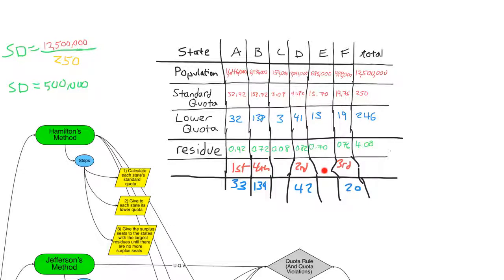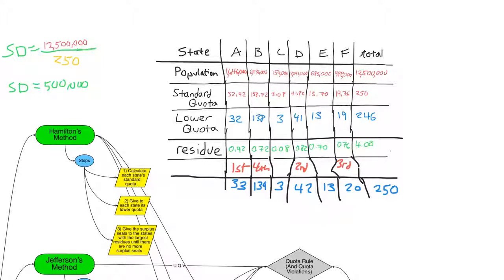And this state C still has 3 seats, right? And state E still has 13 seats. Now, if we were to add all of these up after having divvied out the 4 surplus seats, we're going to have 250 total seats in Congress represented. All right, so we have just divvied out the seats of Congress according to Hamilton's method, and that's how you do that.